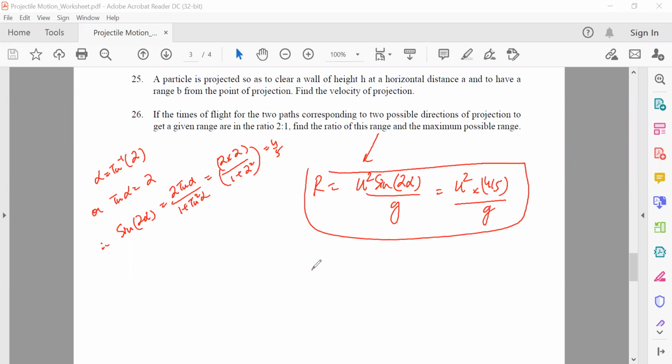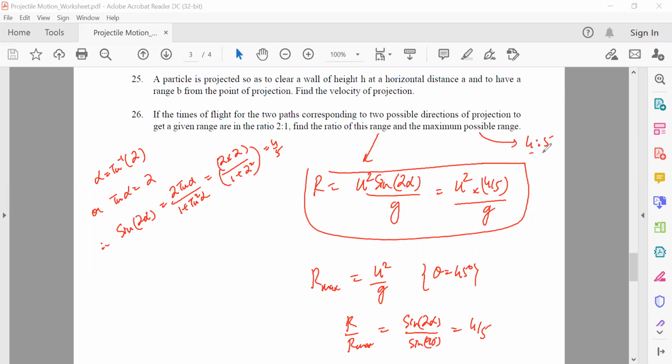Whereas using the same speed of projection, the maximum range would be u square by g. And for that, we should take the angle of projection as 45 degrees. So the ratio of this range to the maximum range is basically sine 2 alpha is to sine 90. So this one is 4 by 5. So this answer should become 4:5.